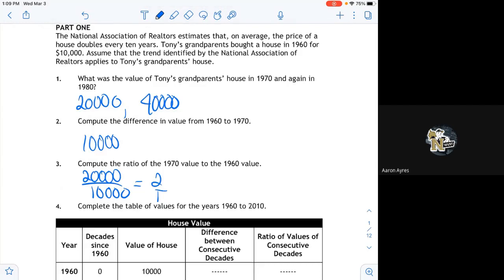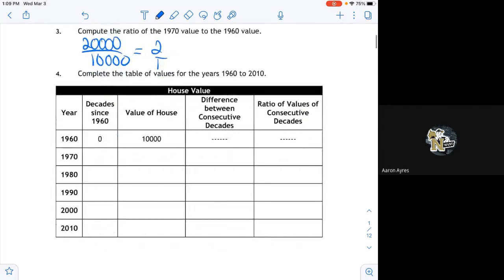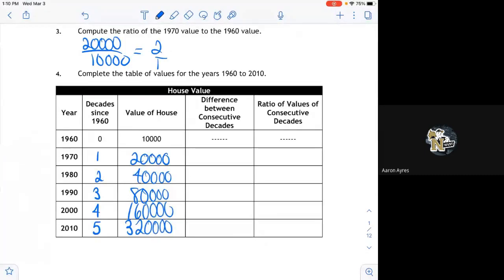So we're going to really quickly fill in this table, okay? Decades since 1960: 1, 2, 3, 4, 5. The house: 10,000, 20,000. I want to make it nicer to read. 40,000, 80,000, 160,000, and 320,000, right? Everybody good with that? What's the difference between the consecutive decades?